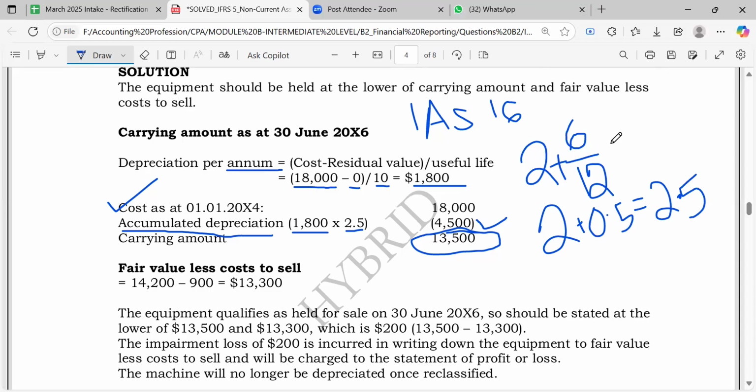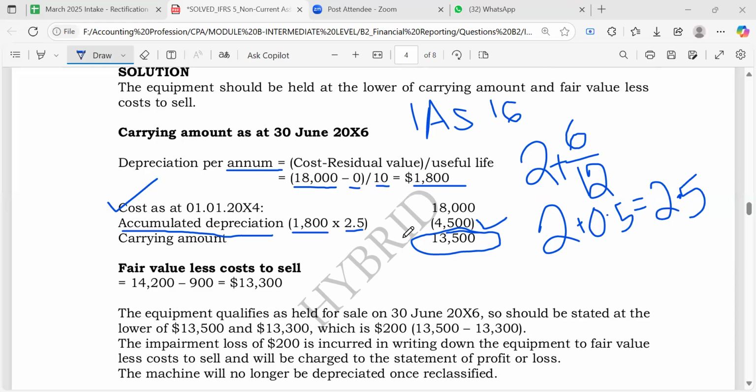Okay. I see. Okay, sir. Hope you got it. Yes, sir. I got you. Yes. Now we are moving together. Okay, that's cool. So you'd have the carrying amount of 13,500.